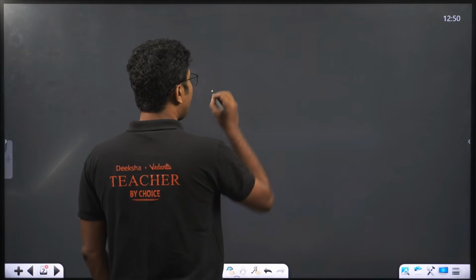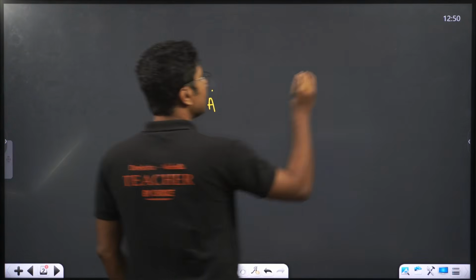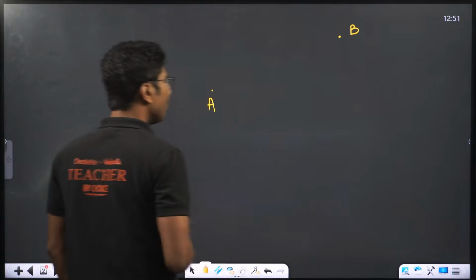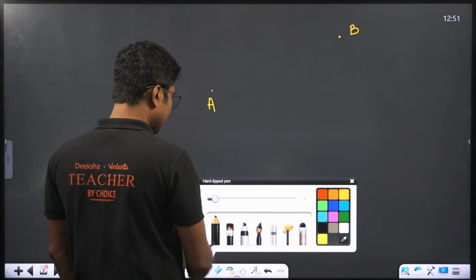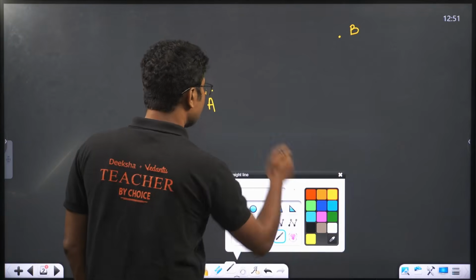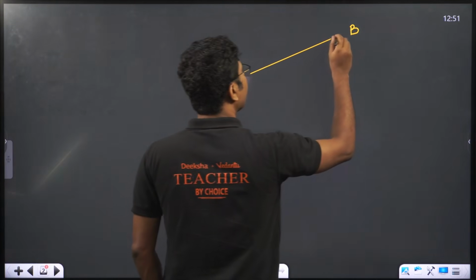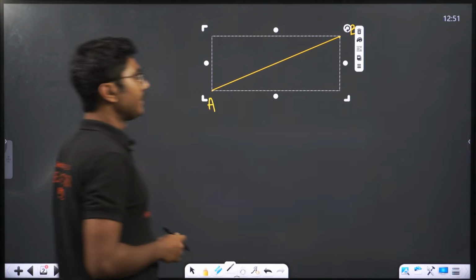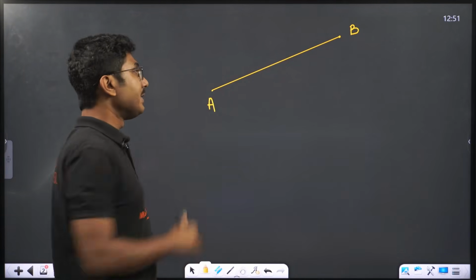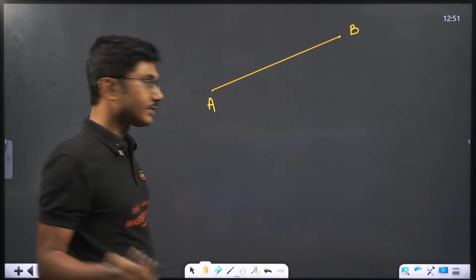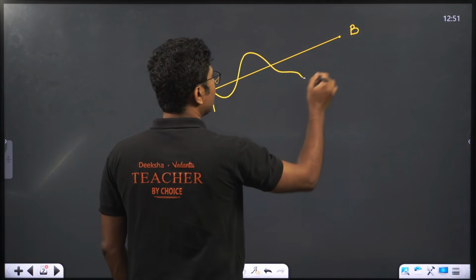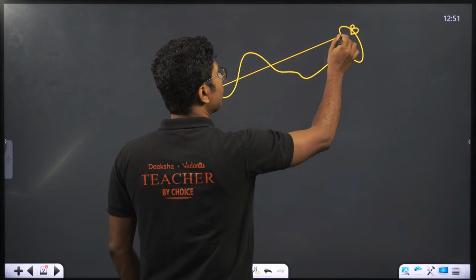Suppose an object starts from point A, it is going towards point B. Okay, so what is its displacement? Its displacement will be simply, if you draw a straight line between the starting point and ending point, then this is the displacement. Now what is the difference between displacement and total distance traveled? Actually suppose the road is like this. Suppose this is the road.